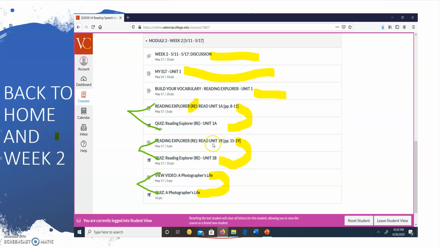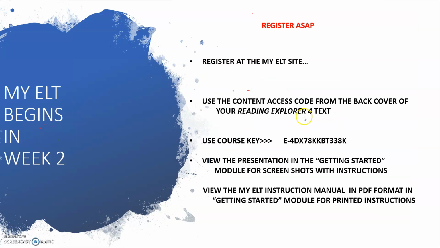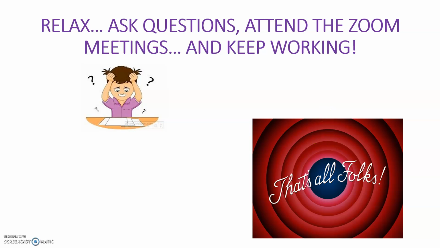So let's take a gander at week 2 for just a second. You have a discussion, you have my ELT, and then you have some assignments, which we will talk about at the end of next week. I do want to just make a few comments about my ELT. You have to register. The content access code is on the back of your textbook. Here is the course key. I will send you this information in email. And also I'd like you to view the presentation in the Getting Started module with screenshots about my ELT, and that'll be the best thing for you. I also have the instruction manual in PDF if you need it.